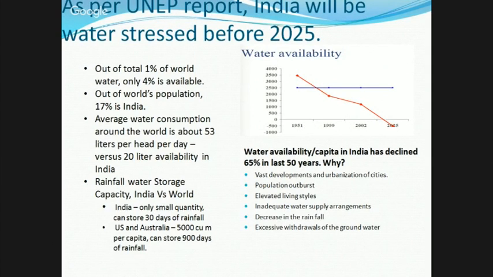One of the other things is, in the Indian context, if you see the rainfall storage capacity, India can only store a very small quantity. Storage is sufficient only for 30 days of the rainfall, whereas in the US and Australia the storage capacity is very high, and they can store for 900 days of the rainfall. So that much difference is there.